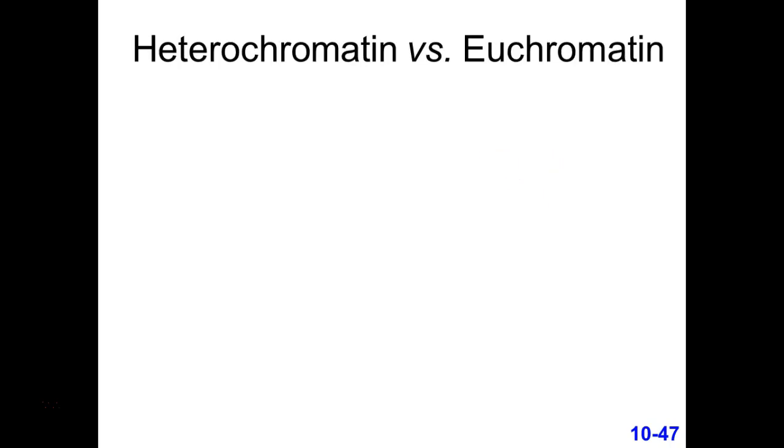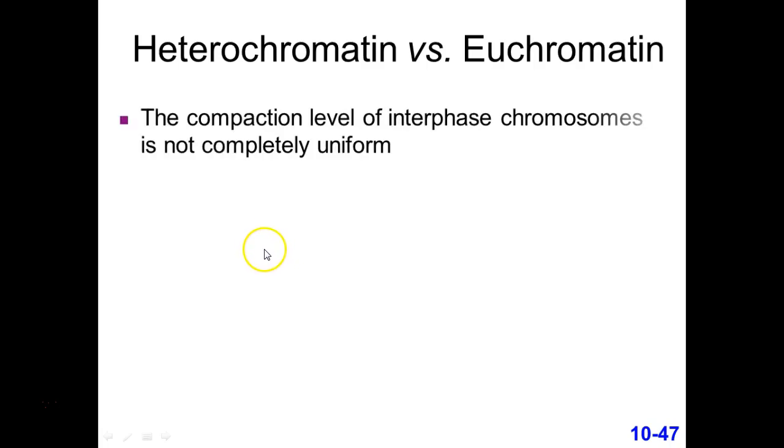So heterochromatin versus euchromatin. Well, hetero means what? Anyone know? Different. It actually means different. We're heterosexuals, right? Different sex. Opposite sex. So the level of compaction in interphase chromosomes is not completely uniform. Some of them have to be stretched out to be able to be read.